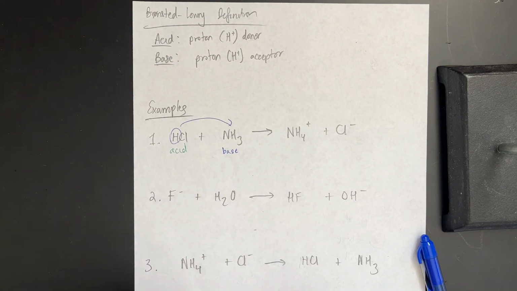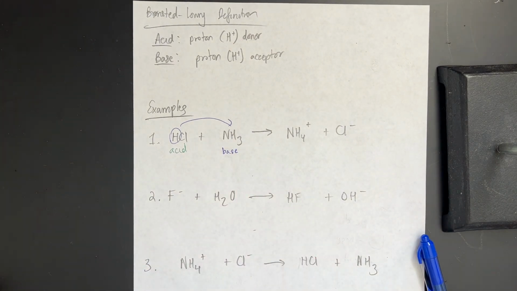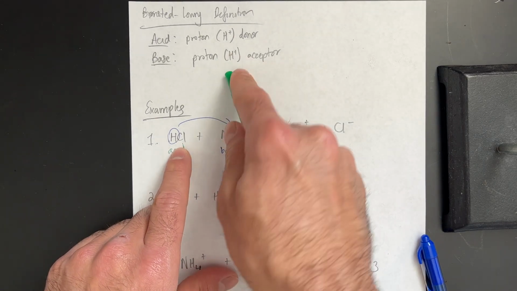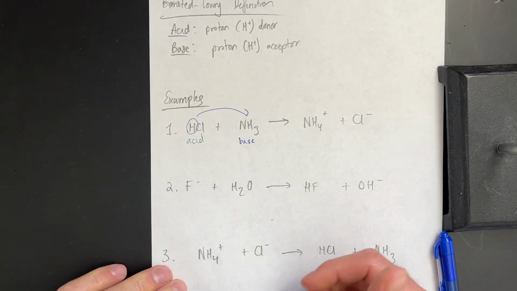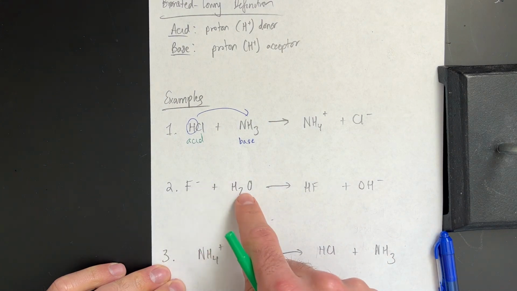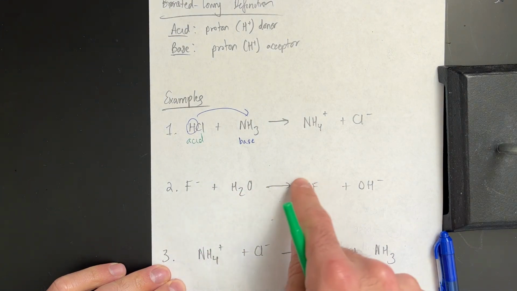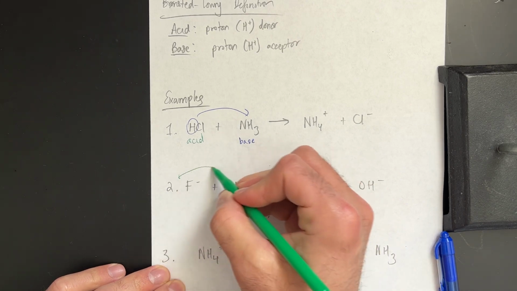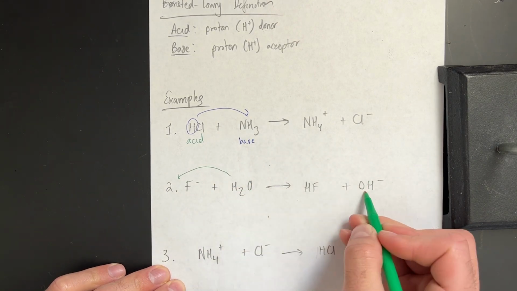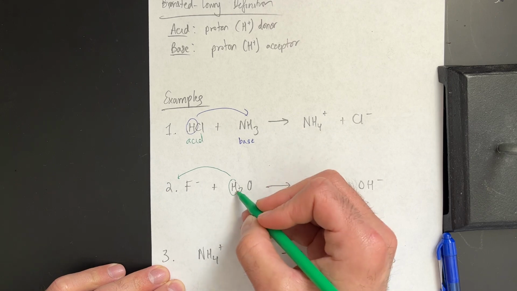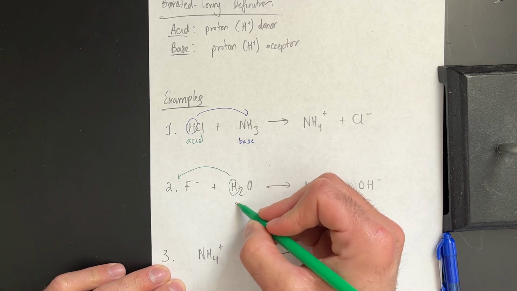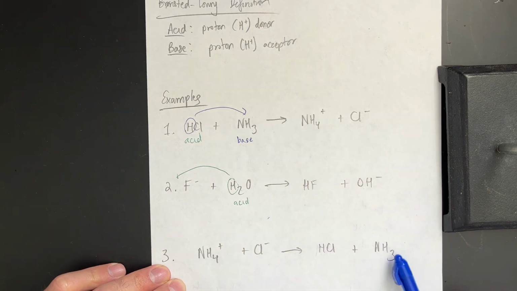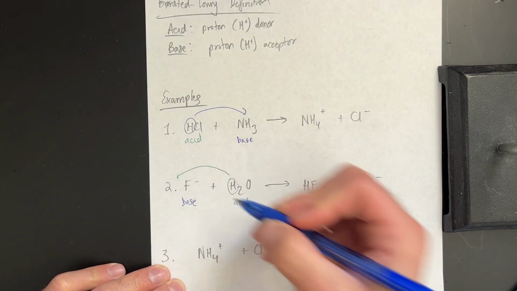And so if you read it through like that, what you'll see is that you'll be able to apply these definitions. And so let's take a look here, right? We go F minus and H2O, we make HF, and so F is gaining here and is gaining an H, and it's getting it from H2O, which becomes OH minus. And so what we see here is that the H is being donated here, so this is the acid, and this guy is the base.